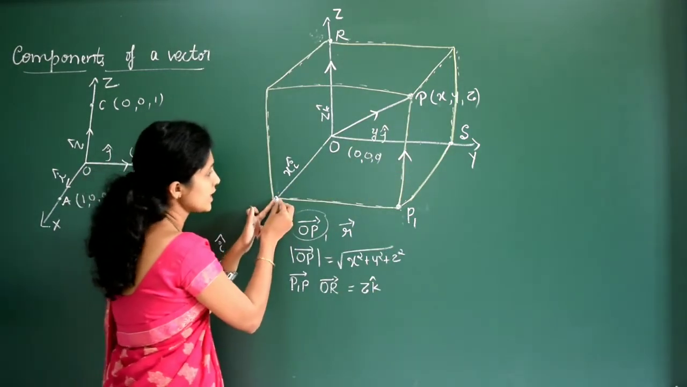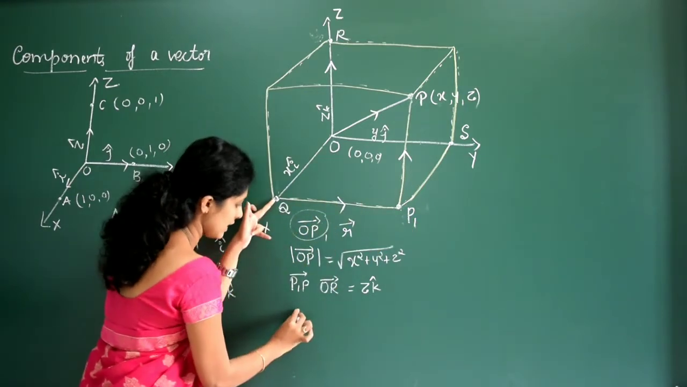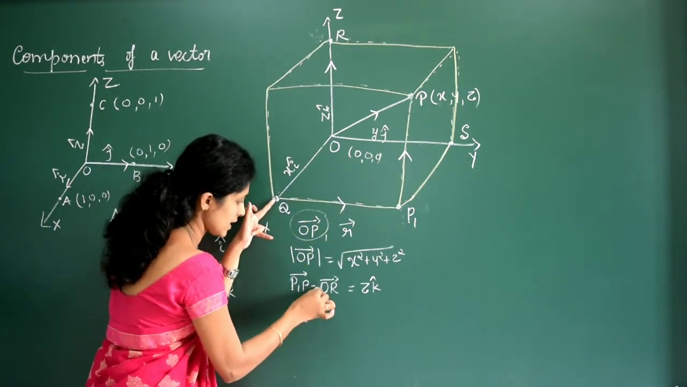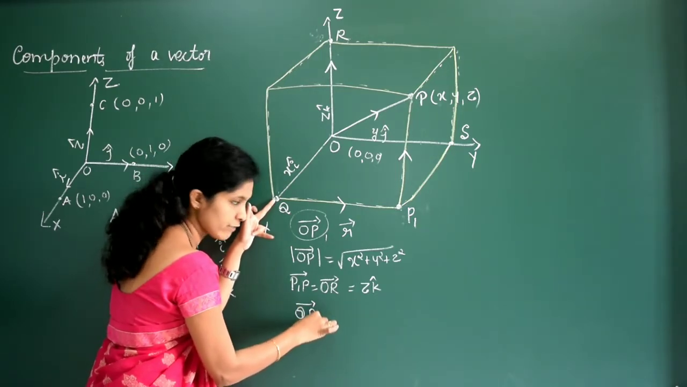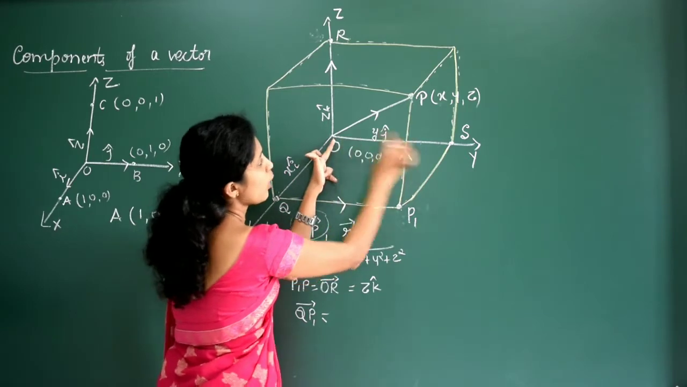Now you can see this one, Q P1. Is it clear? Q P1 vector. I'll write here Q P1. These are equal. Okay. Q P1 vector is equal to OS vector.